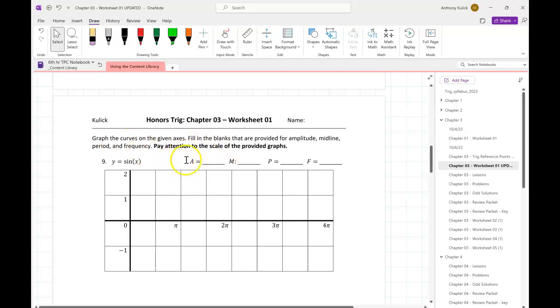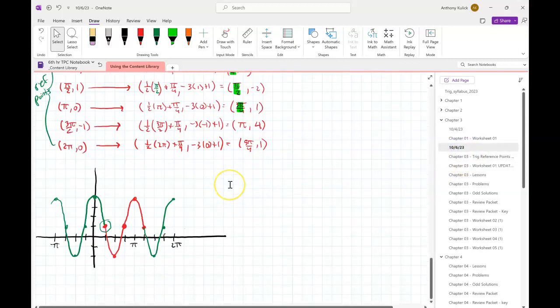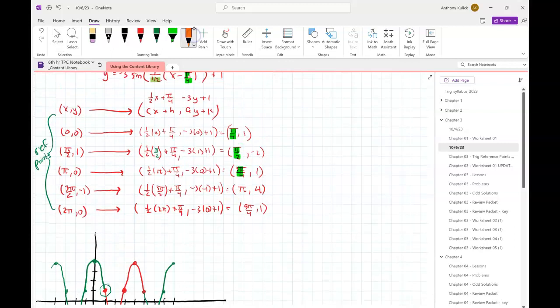The second example is asking you to do some graphing. Here I have a place for AMPF. What does A stand for, do you think? Amplitude. The M? Midline. The P? Period. The F? Frequency. Okay? So when you do this, I want to see the transformed points on your paper, like how you got it. So please include that work.